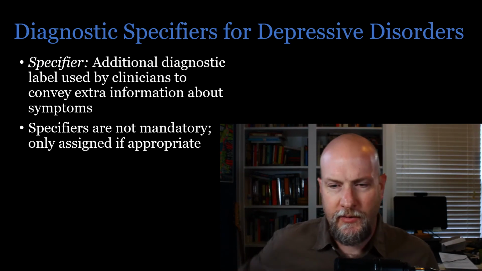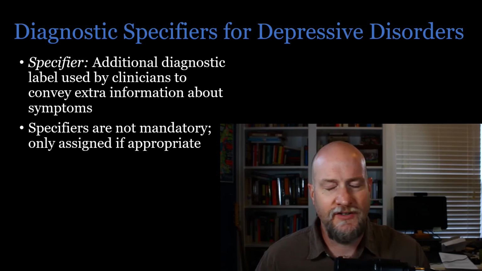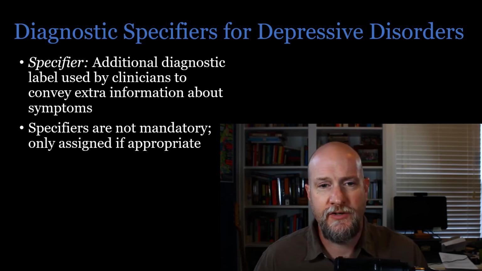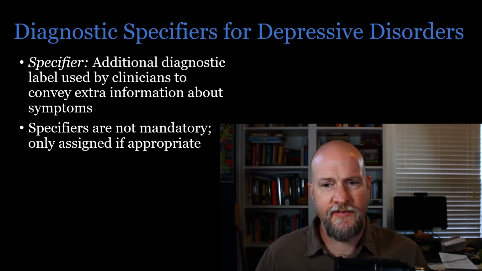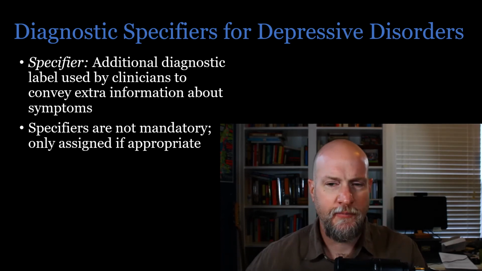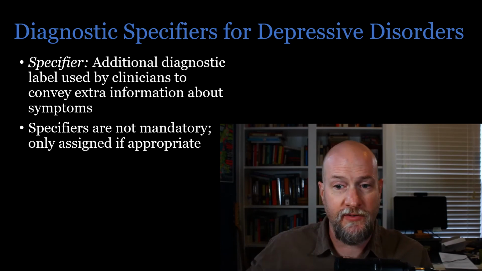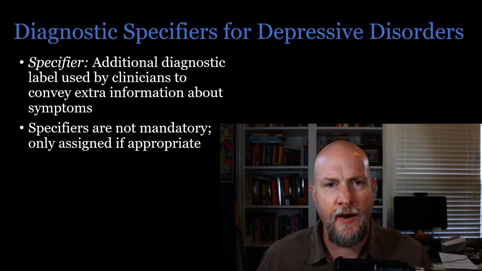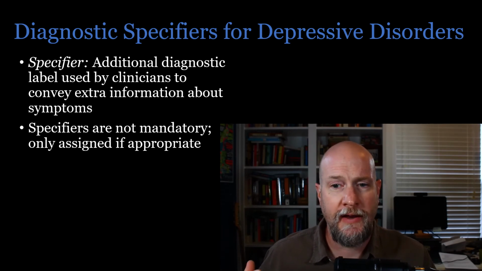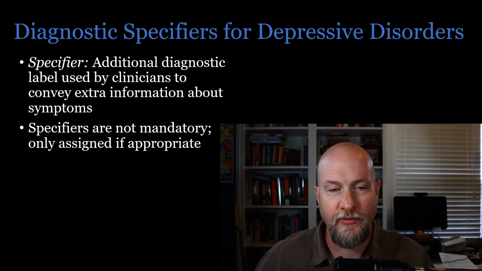As I've already alluded to, there's a lot of specifiers for depressive disorders when you make this diagnosis. These are just additional diagnostic labels that we use as clinicians to convey extra information about the symptoms. So for myself, as the provider for that person, it helps me to accurately conceptualize what's going on with them, but it's also very helpful for other people, whether it's someone who does mental health work with this person after me, for their medical providers, for other people involved in their care. It's a more coherent and comprehensive sort of label or taxonomy to describe what's going on with them.